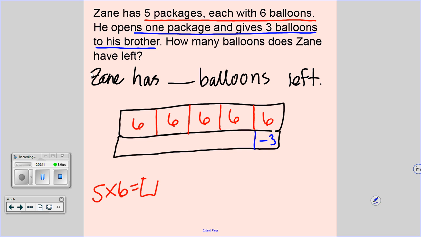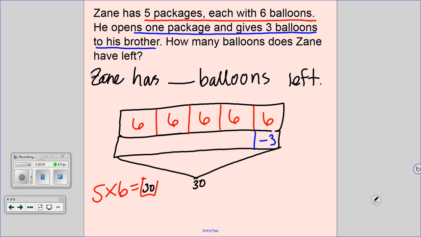Why am I putting minus 3? Why did I put minus 3? Sabrina? Because he gave it. He's giving 3 away, so I'm losing those 3 balloons. If you would like to still do your total, like this, we know that the total is whatever 5 times 6 is. Raise your hand and tell me, what is 5 times 6? You should know this. Ryan? 30. So my total is 30.